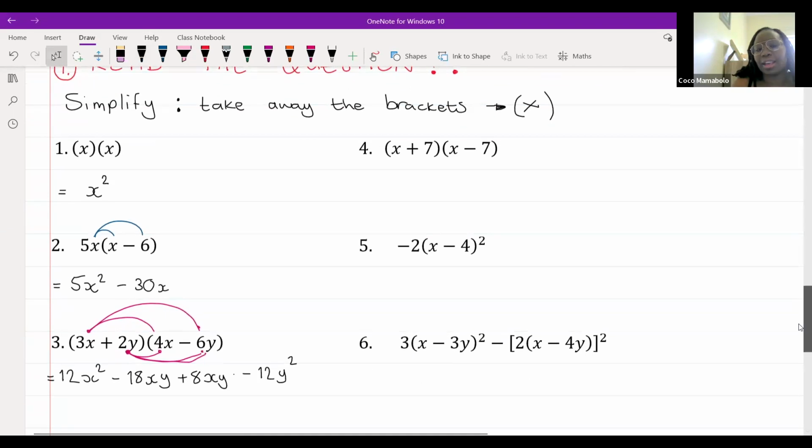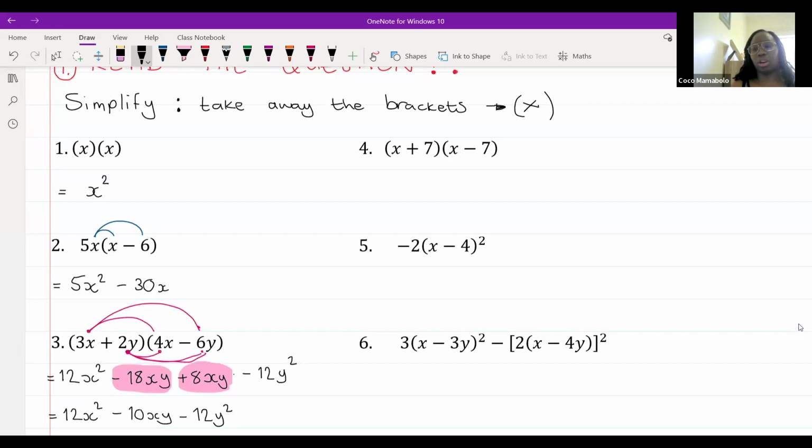And then we're not quite done. We still need to add like terms. So that's what we're going to do. I know that negative 18xy and positive 8xy, those two are like terms. So I'm going to leave everything else exactly the way I see it. 12x squared. Negative 18xy plus 8xy will give me negative 10xy minus 12y squared. Wonderful stuff.